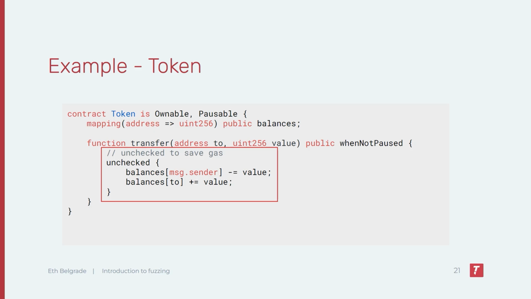If we go back to the example, this is the vulnerability I was hinting at. There is an underflow in this contract, so if you transfer more assets than you have in your balance, you can actually do that and you receive more tokens than expected.